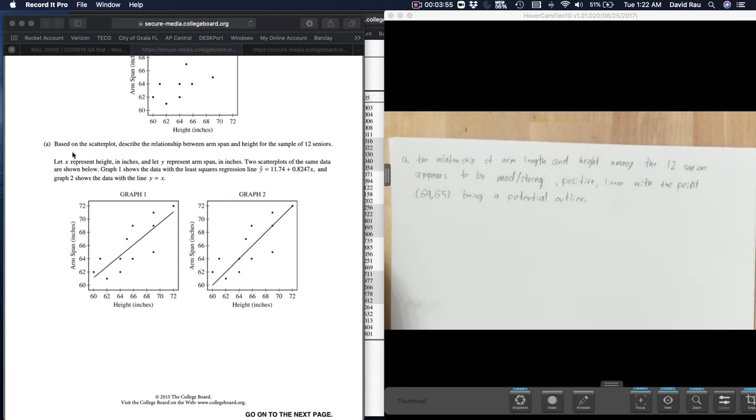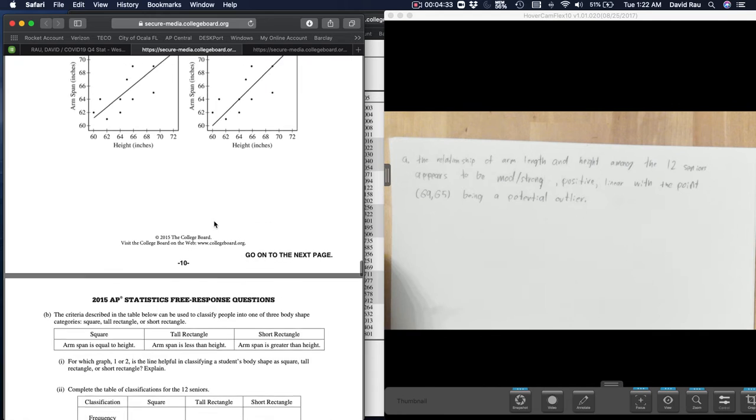Okay, so what are these two graphs about? Let's read on. Let x represent height in inches and y represent arm span in inches. Two scatter plots of the same data are shown. So it's the same scatter plot, but one has a least squares regression line given by that, and one simply models it with y equals x, which is a perfectly diagonal line. So graph 1 is the actual best prediction line according to the statistics, and this is just an arbitrary perfect diagonal. Both actually look pretty good, but let's see what goes on here.